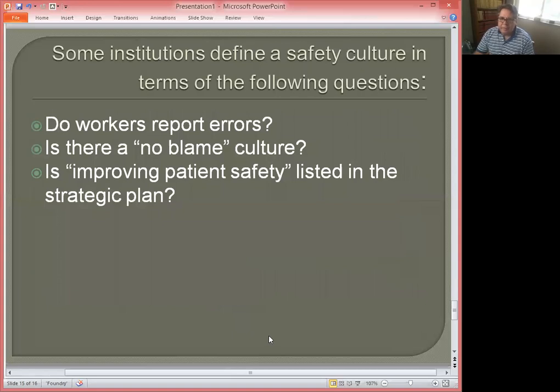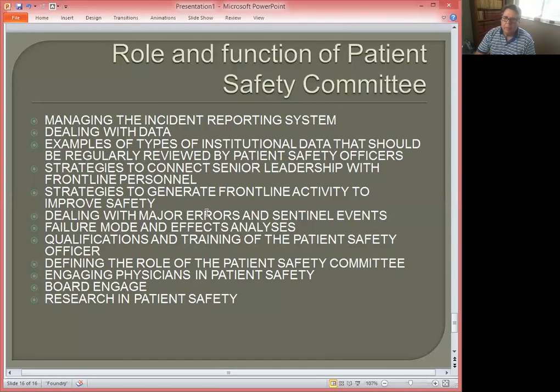Institutions define a safety culture in terms of the following questions. Do workers report errors? Is there a no blame culture? Is improving patient safety listed in the strategic plan? The role and function of a patient safety committee. I want you to keep this in mind as you do your milestones and your final project.